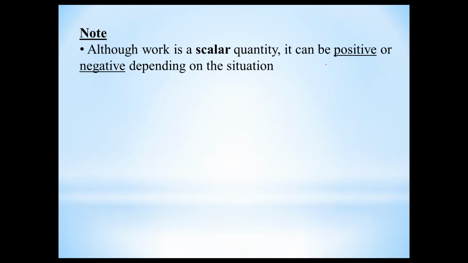Here's the interesting thing about work. Although work is a scalar quantity, and scalar quantities only have magnitude and no direction, it can be positive or negative. It just depends on the situation. And the positive or negative sign has nothing to do with direction. For example, if you calculated work to be positive 20 joules, that does not mean 20 joules of work towards the right. Or if you calculated work to be negative 15 joules, it does not mean 15 joules of work down. The positive and negative has some other kind of physical meaning, and we're going to address that right now.